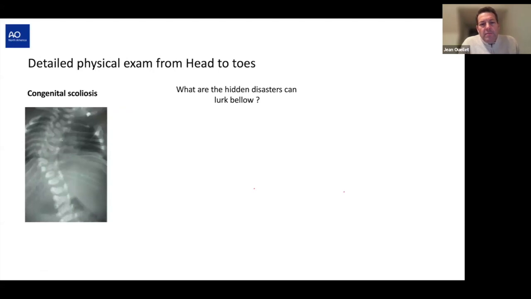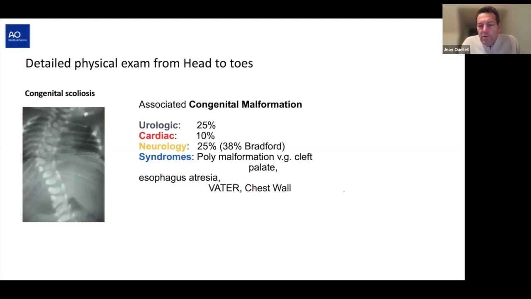So here's a young patient, I was telling you, 9 days old, and has this spinal abnormality. And not only are the vertebrae abnormal, but the ribs are abnormal. And then so often you have these associated congenital malformations. If you look at the underlying pathologies, 25% of them will have urological abnormalities, so single kidneys.